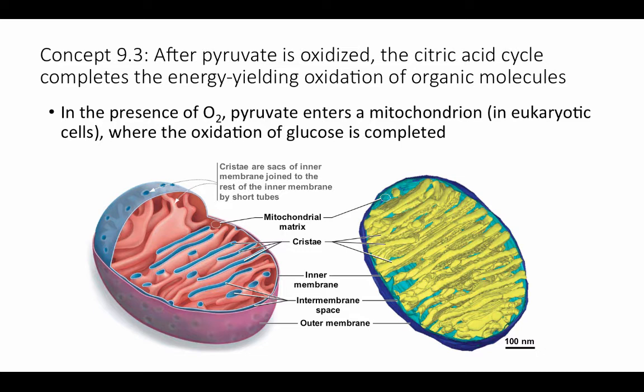So pyruvate is going to be oxidized, and then the harvesting of the energy in these carbon molecules is going to be completed. So in the presence of oxygen, pyruvate is going to enter the mitochondrion in the case of eukaryotic cells, where the oxidation of glucose is going to be completed. So we're going to finish harvesting all of the energy from those molecules that came from food as we go through the rest of this process within the mitochondria.